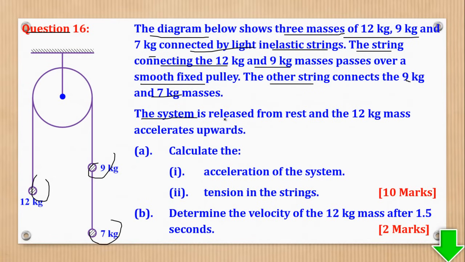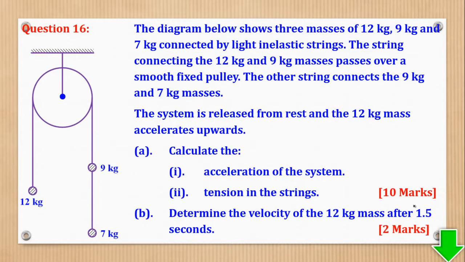The system is released from rest and the 12 kilogram mass accelerates upwards. Part A, calculate, Roman 1, the acceleration of the system. Roman 2, the tension in the strings. Part B, determine the velocity of the 12 kilogram mass after 1.5 seconds. So let's begin with part A.